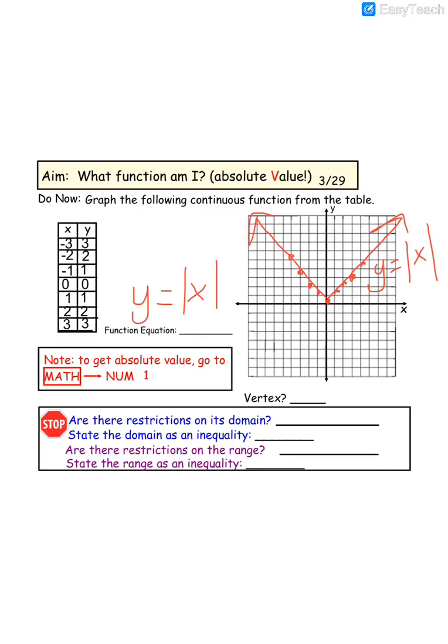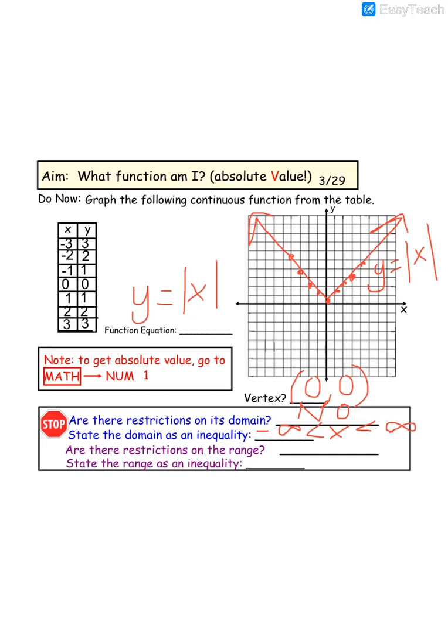So let's start with the vertex. The vertex is, again, the same as what we have with the parabola, kind of where it changes direction, and in this case, it's still 0, 0. Are there restrictions on the domain? Domain is x, and the answer is no. If you look from left to right on your graph, the x values go from negative infinity to positive infinity.